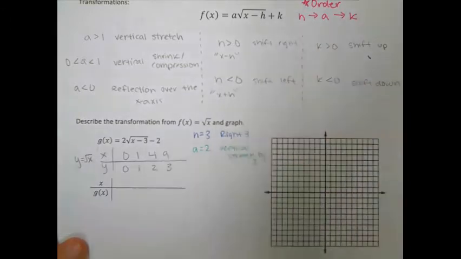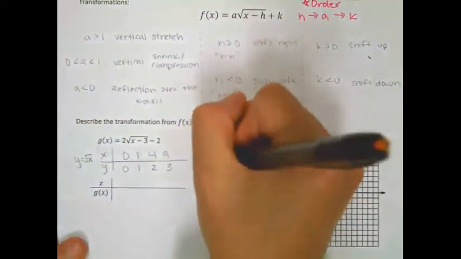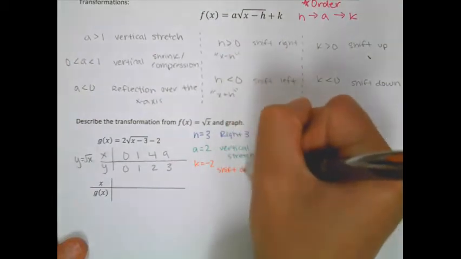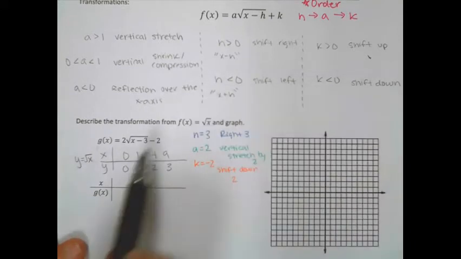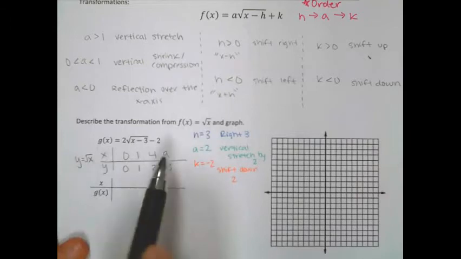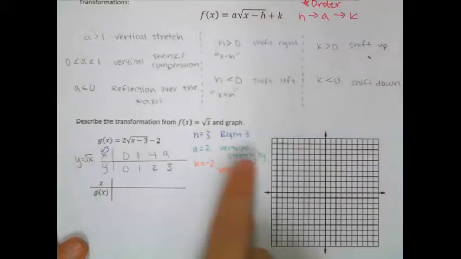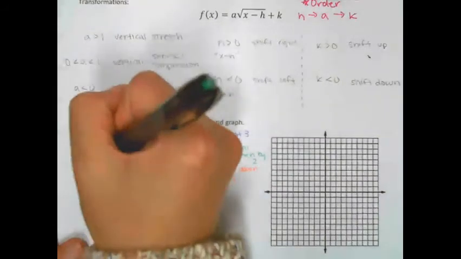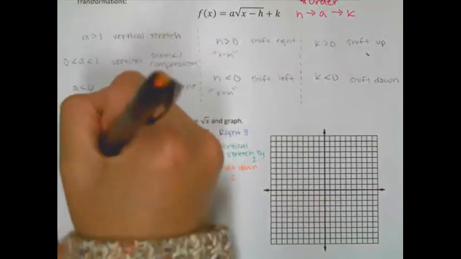And then finally, we'll think about our k value, which is negative 2. So that means we are going to shift down 2 units. And what we do for our transformations is we take the x values of our parent function, and since we're moving right 3, we add 3. When we're dealing with the vertical stretch and shifting down, that deals with our y values. So first we're going to multiply our y values by 2. Then we are going to end up subtracting 2 from them.